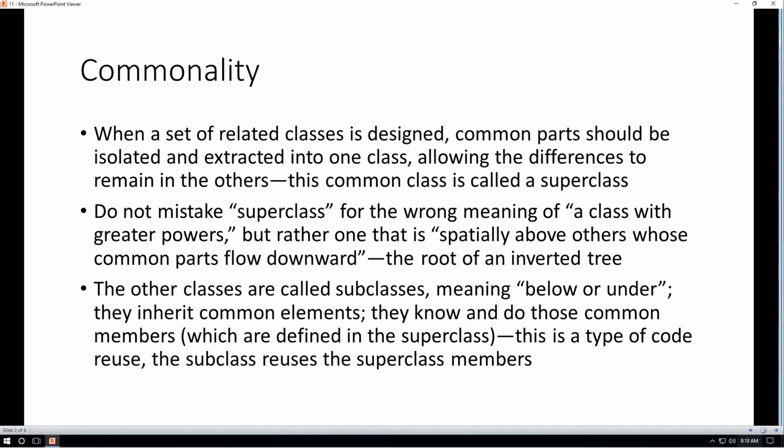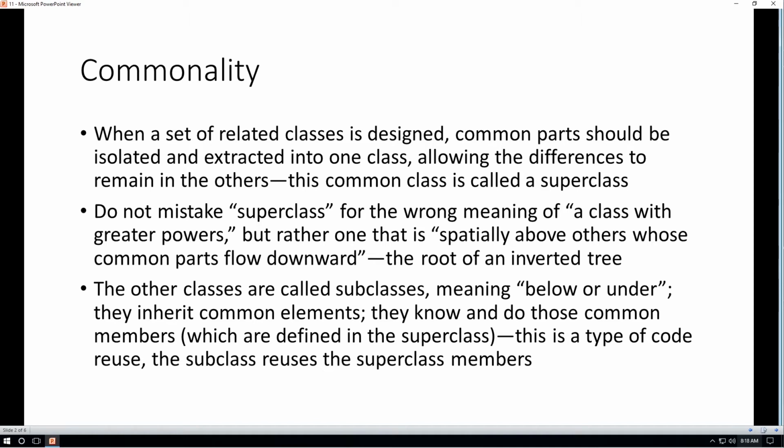Superclass doesn't mean more powerful. It means above. Think of the superclass higher and it flows down into subclasses. That's generally the way they're drawn. The subclasses actually have more power than the superclass. So the word super, again, is from the Greek, and it means above.